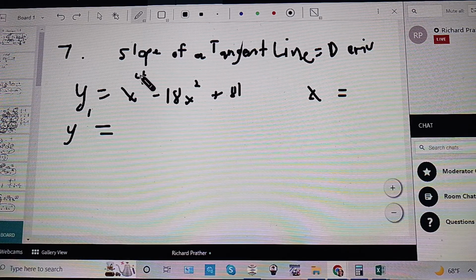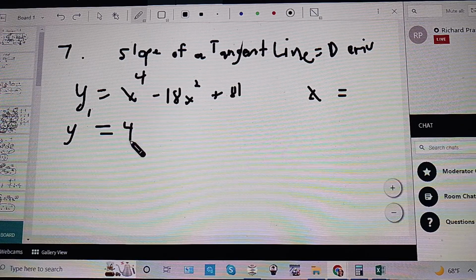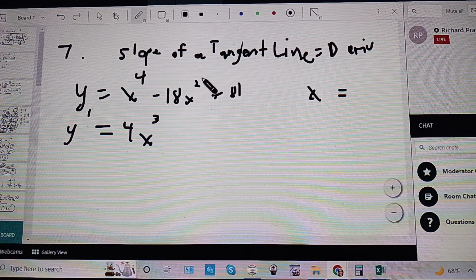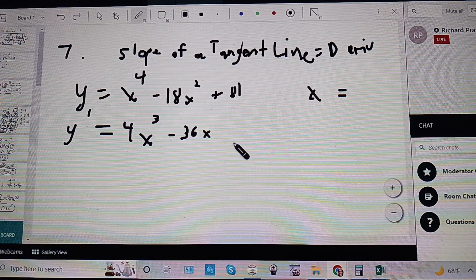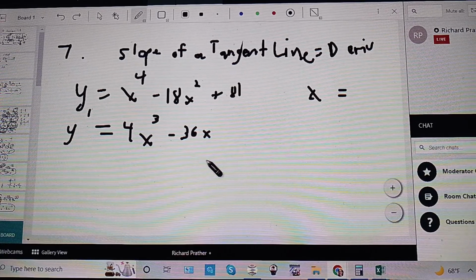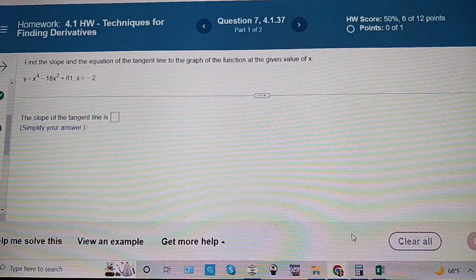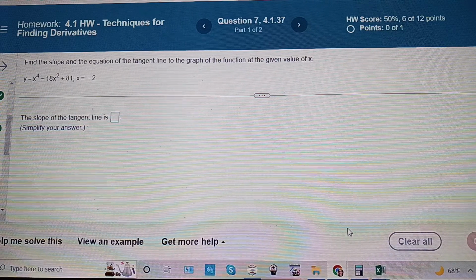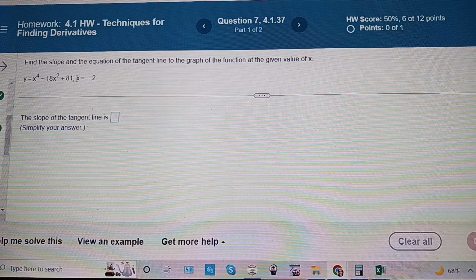So 4 times 1 is 4. X to the third. 2 times negative 18 is negative 36. X to the 2 minus 1 is 1. And the derivative of a constant is nothing. So here's the derivative, which is how I can find the slope of a tangent line. Because remember, the slopes of tangent line can be different at every different x you go to if the graph is curved. So they want me to go to exactly x equals negative 2.